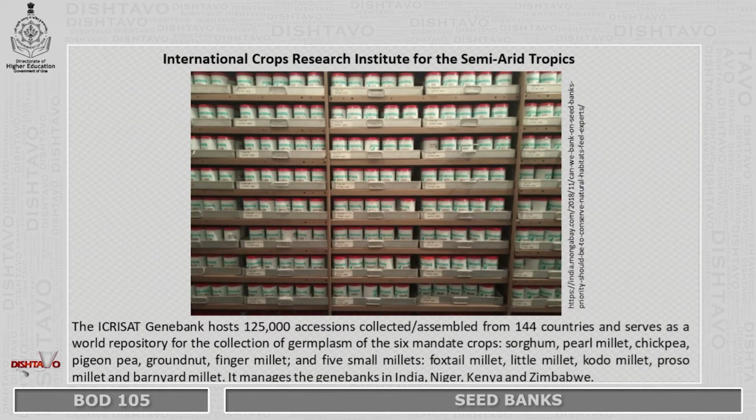This image shows the International Crops Research Institute for the Semi-Arid Tropics seed bank, which hosts around 1,25,000 accessions or seeds collected and assembled from over 140 countries. This seed bank serves as the world's repository for germplasm of 6 mandate crops like sorghum, millets, peas, and 5 different types of small millets like foxtail, little millet, kodo millet, and so on. It manages the gene banks in India, Niger, Kenya, and Zimbabwe.